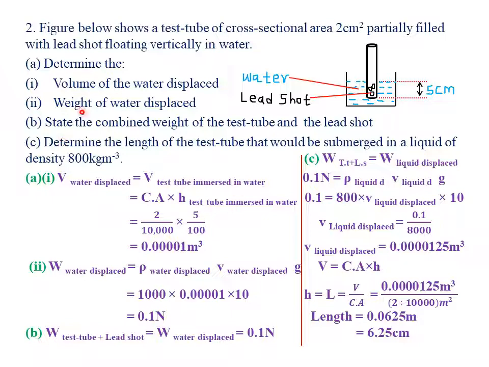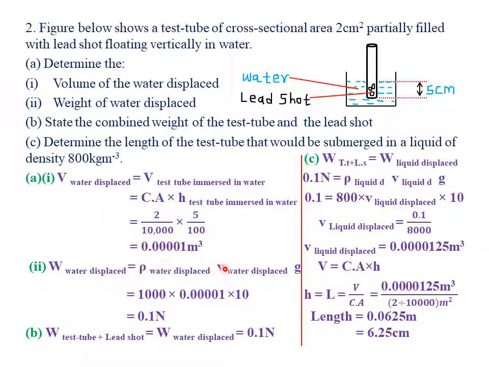Then Roman 2, they want us to find the weight of the water displaced. Now remember, the weight of the water displaced must be equal to the upthrust, courtesy of the Archimedes principle, which states that when a body is partially or totally immersed in a fluid, it experiences an upthrust equal to the weight of the fluid displaced. Therefore, the upthrust must be equal to the weight of the water that will be displaced.